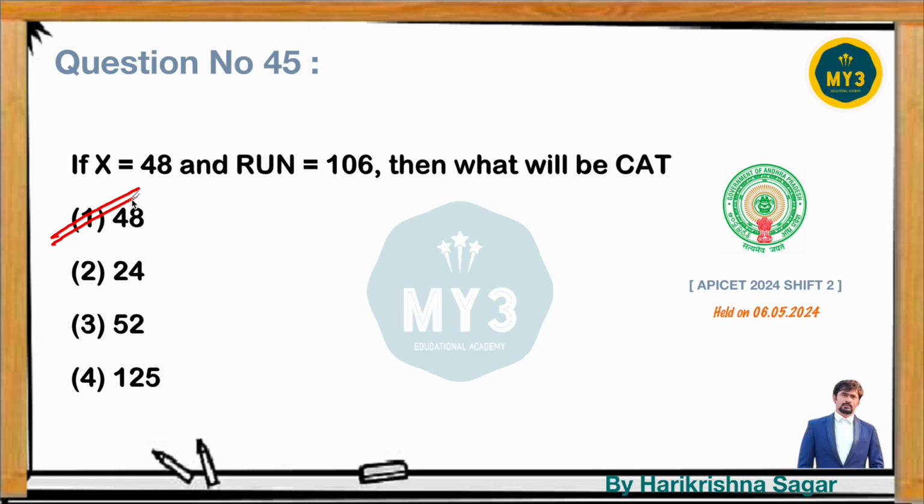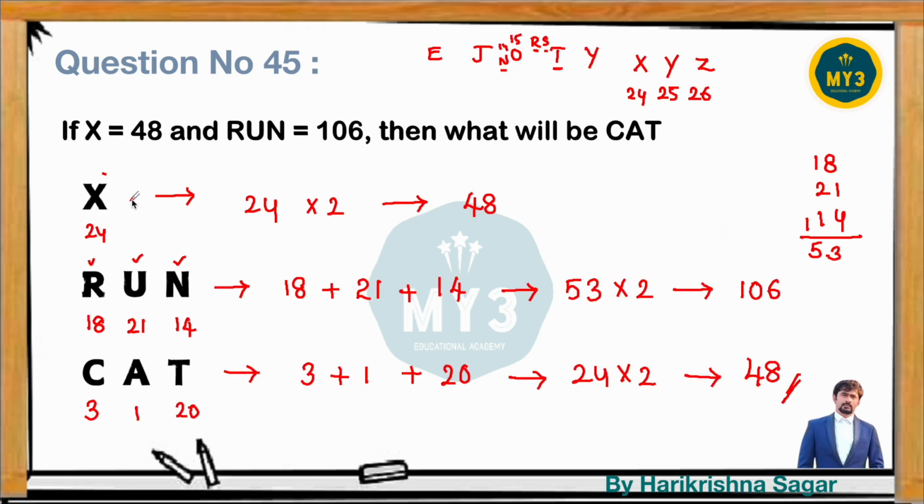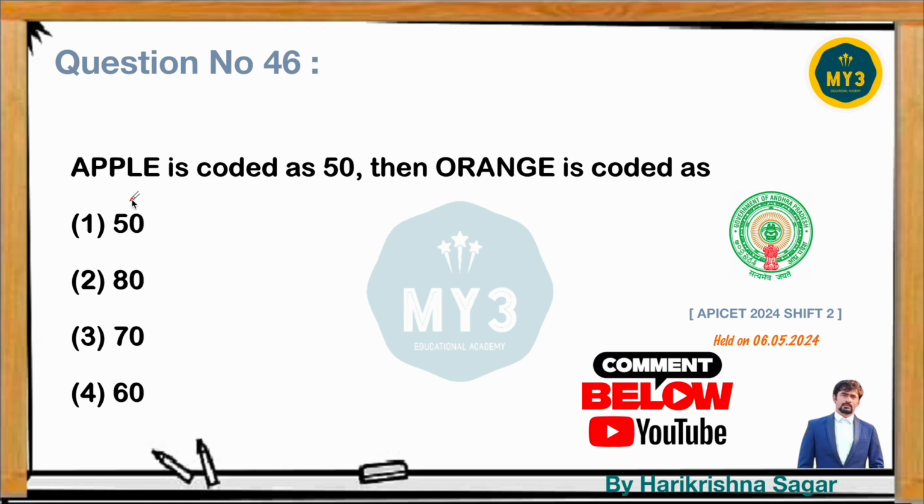Hope you are able to understand how to deal with the questions which are given in this way. They might be giving directly some of the alphabets, or sometimes they will be doubling, sometimes they are dividing. So you have to observe that. Let's look at the next question. Apple is coded as 50. Orange is coded as what?